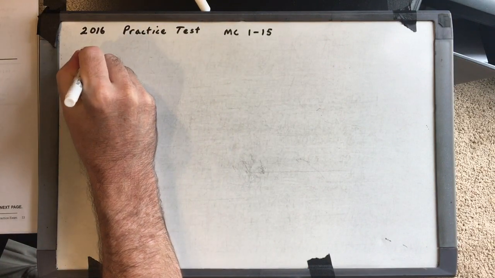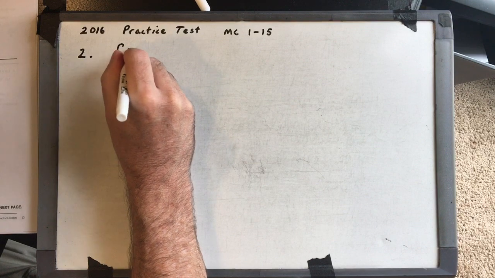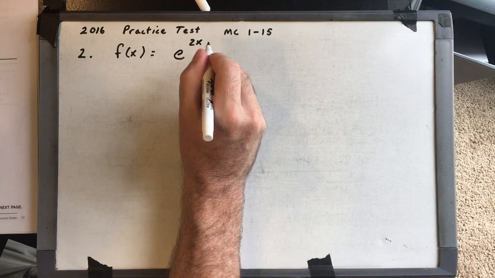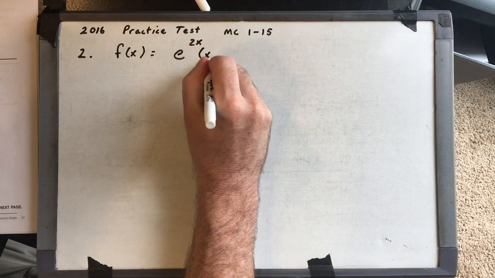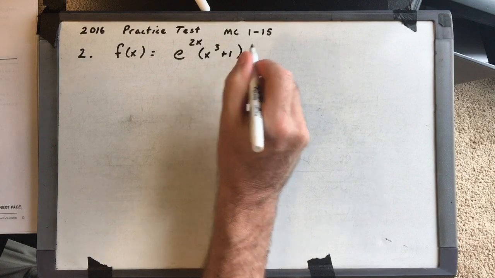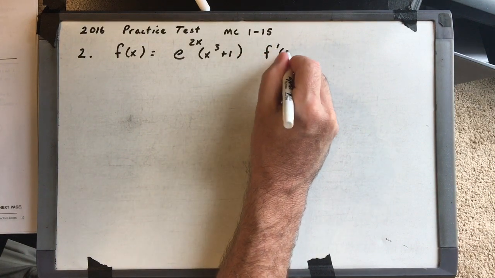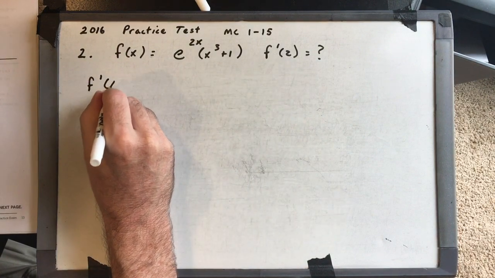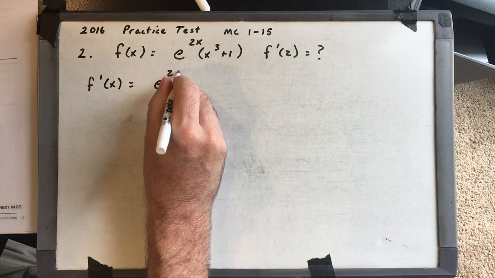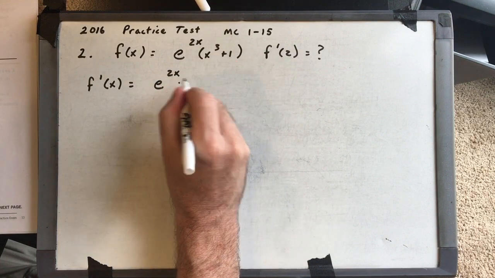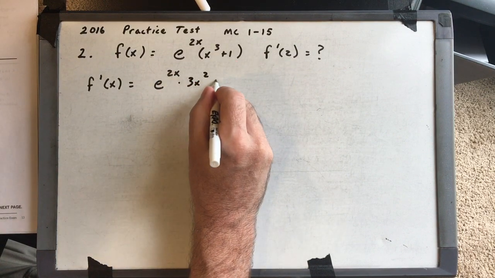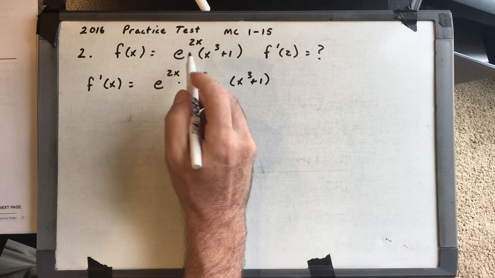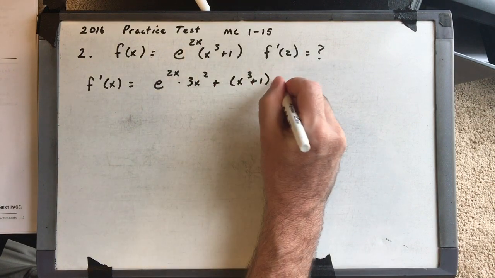Okay, number 2 says f of x is equal to e to the 2x times x cubed plus 1. What is f prime of 2? All right, this is product rule. So f prime of x is going to be the first, e to the 2x, times the derivative of the second, 3x squared, plus the second, x cubed plus 1, times the derivative of the first, that's e to the 2x, times 2.